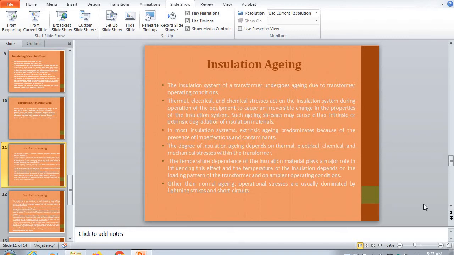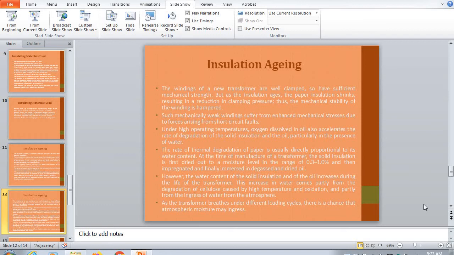Other than normal aging, operational stresses are usually dominated by lightning strikes and short circuits. The windings of a new transformer are well clamped, so have sufficient mechanical strength. But as the insulation ages, the paper insulation shrinks, resulting in a reduction in clamping pressure, and thus the mechanical stability of the winding also gets hampered. Such mechanically weak windings will suffer from enhanced mechanical stresses due to forces arising from short circuit faults.